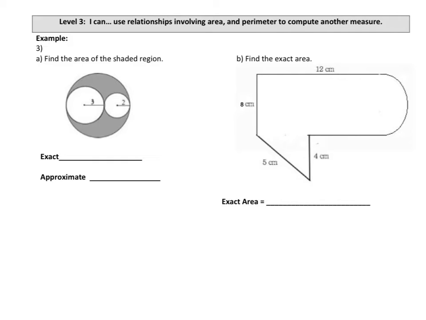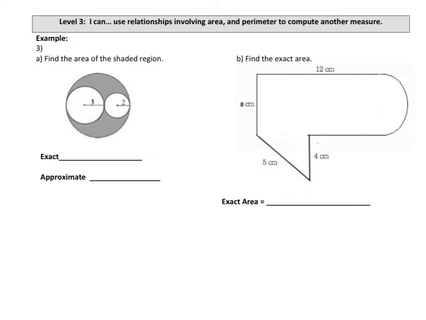In level 3, we will be using relationships involving area and perimeter to compute another measure. So these are just going to be a little bit more complicated from level 2. In this first example, we need to find the area of a shaded region.